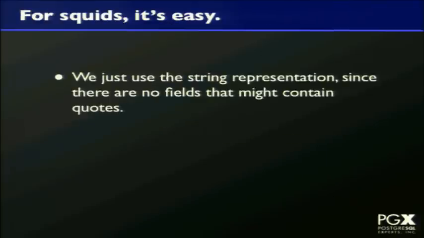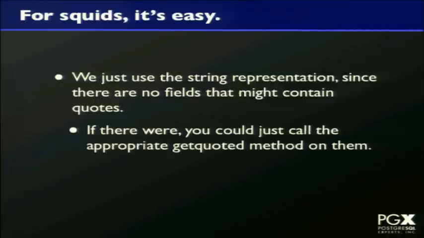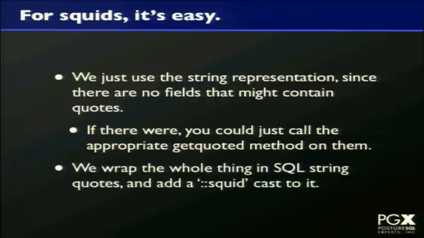Now squids are easy because we just have three numbers. So we just use the string representation since there aren't any fields that could contain quotes. So we can make that a much simpler example. If there were strings, you could just call the appropriate getquoted method on these and keep going until you've got everything quoted up the way you want. SQL quoting conventions are horrible, by the way. It's really, really unfortunate, but state of the art 1975 level technology. Then we wrap the whole thing in SQL string quotes and add a cast to it. The cast isn't actually required, but it makes for a better example this way.